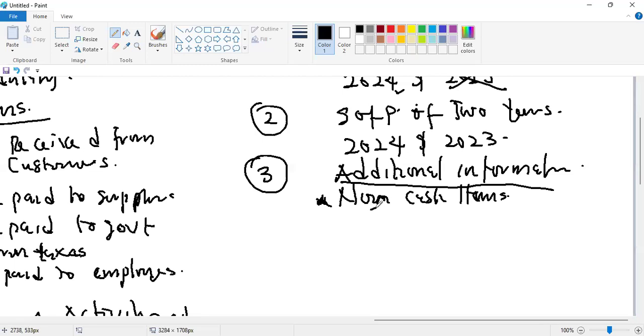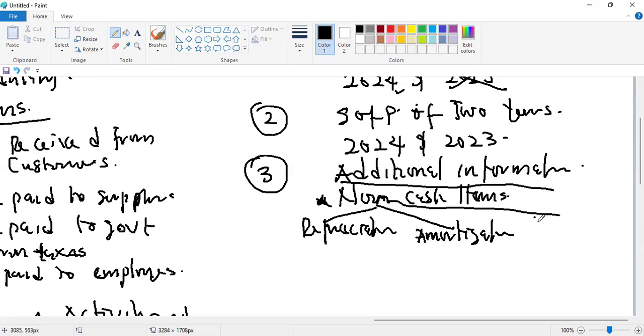What are the non-cash items? We have depreciation, amortization of goodwill, where the goodwill has either been impaired or written off. So if I need information regarding these three, I will see them in additional information.